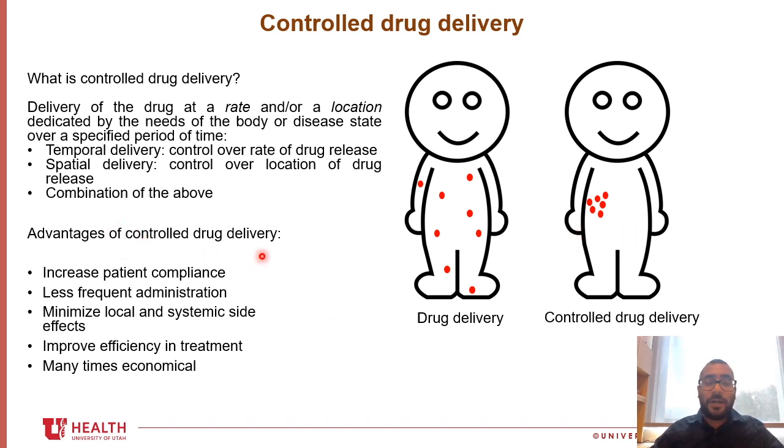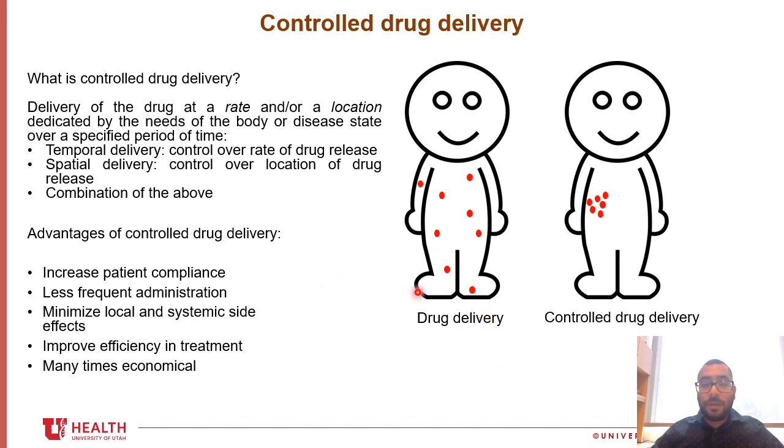Now, what are the advantages of controlled drug delivery? Controlled drug delivery increases patient compliance because patients go through less side effects. We need less frequent administration because, as we saw in this last slide, one liposome can hold multiple molecules of aspirin, so therefore we can give a larger dose with one single nanoparticle compared to a small molecule drug by itself. We can minimize the local and systemic side effects.